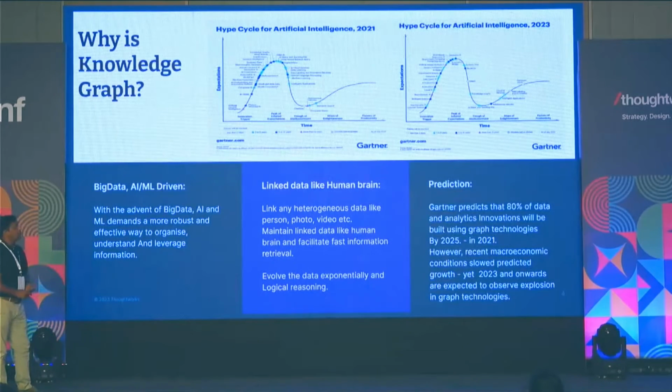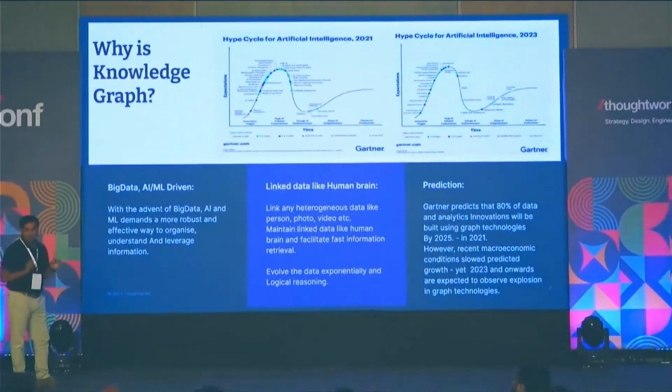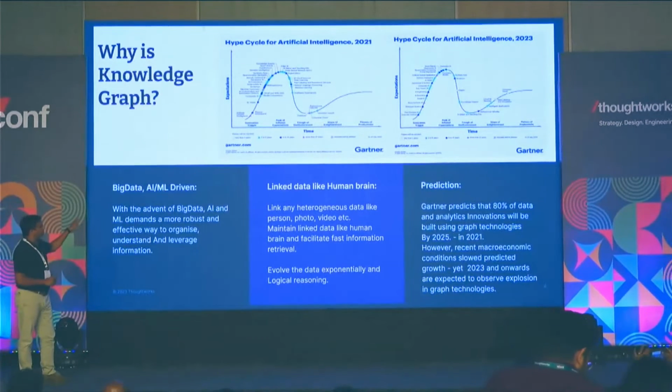Okay, so now we will talk about why a knowledge graph is important. What is the significance of a knowledge graph, right? A knowledge graph is usually driven by big data and AI/ML based technology, because big data and AI/ML based technology demand a robust way to store, organize and leverage the information, right? And a knowledge graph complements this necessity. So we are using a knowledge graph there.